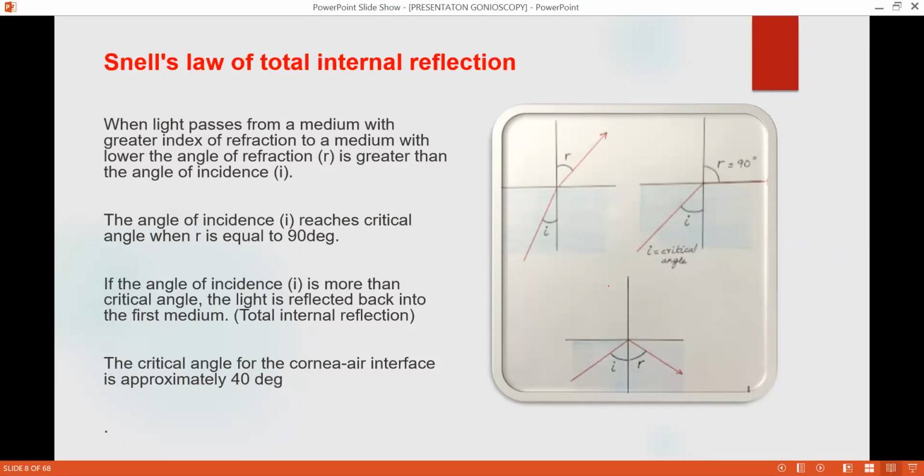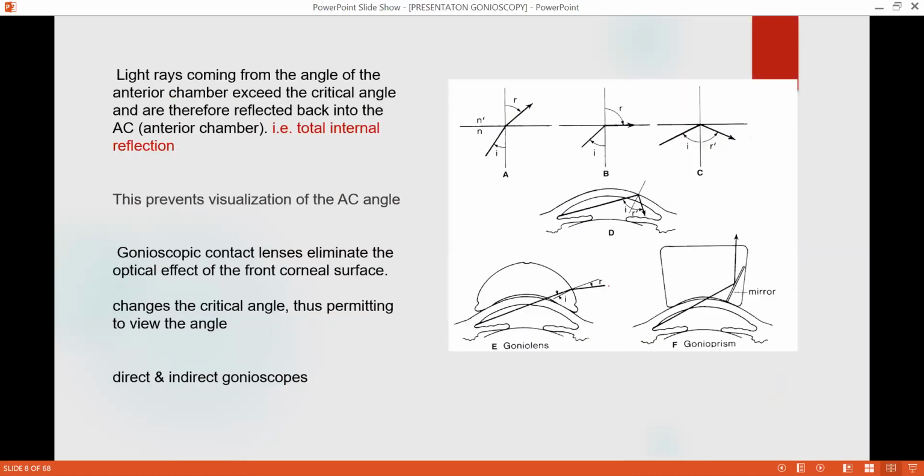In the eye, the cornea-air interface forms a critical angle of 46 degrees. With the help of these gonio lenses, you can overcome the problem of total internal reflection, because these gonio lenses change the cornea-air interface to a contact lens-air interface, and thus, by changing the critical angle, it allows us to view the angle structures. So to perform gonioscopy, we have two types of gonio lenses.